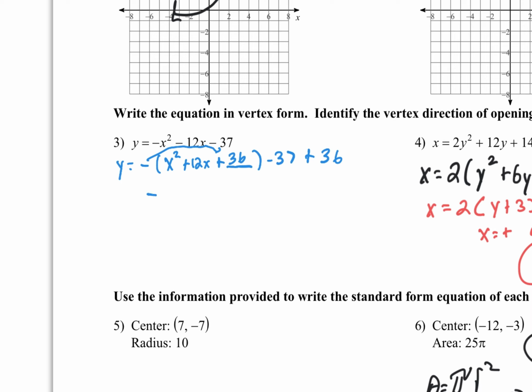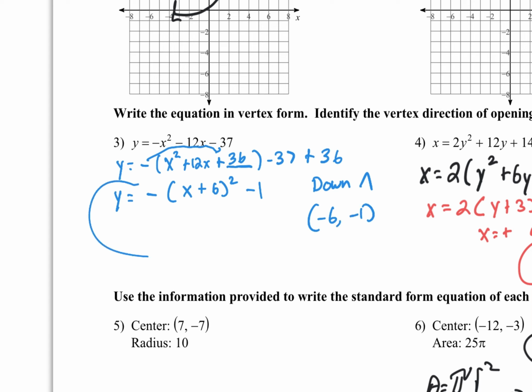So now you factor. When you factor, remember, it's your variable, the sign of your b value, and half of it squared, and then that gives us minus 1. So this is y equals negative (x plus 6) squared minus 1. The a value is negative, so this goes down. And then our center, or our vertex, is at (-6, -1). So there are your three different solutions to that question. You have to be careful with that dang negative that's sitting in there. That creates issues a lot.